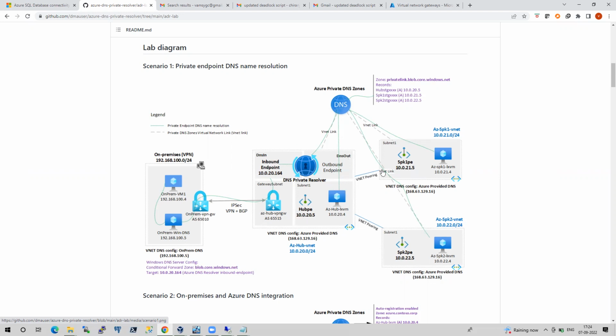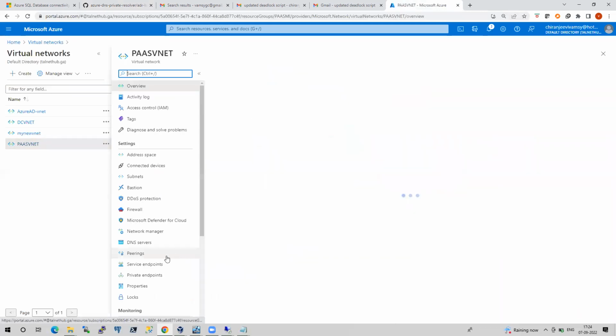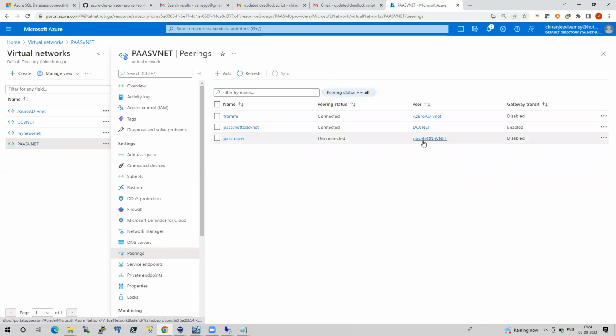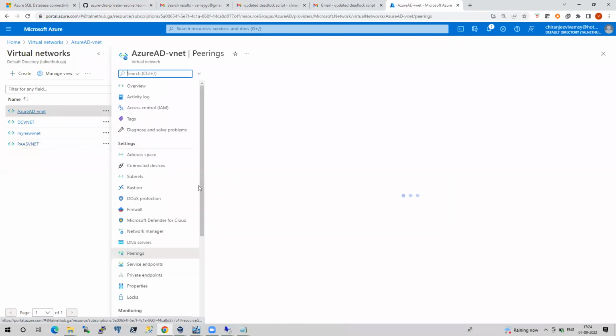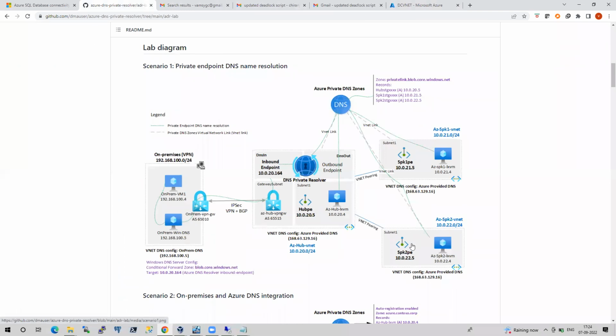Okay, now I have peering from PaaS VNet to Azure AD VNet, and I have peering from PaaS VNet to the other one, DC VNet. I have the peering in place. If I go to the PaaS VNet, virtual networks, PaaS VNet, and go to peerings, you see I have peerings to Azure AD VNet as well as to DC VNet. So peering is in place. And if I go to Azure AD VNet and go to peerings, see, I have peering to PaaS VNet. And if I go to DC VNet, I have peering again to PaaS VNet. So PaaS VNet is my hub, and Azure AD VNet and DC VNet are my spokes. That's how the architecture is aligned.